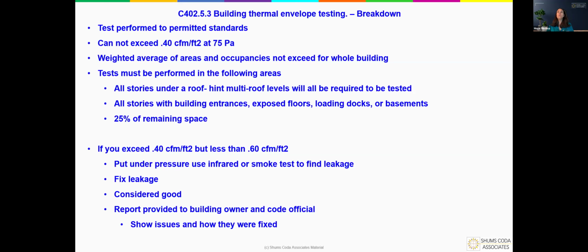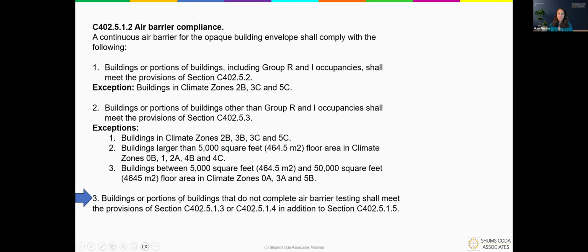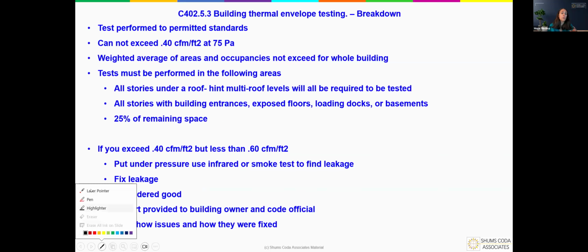Now you do get to take an area weighted average of those spaces and determine about the 0.4 CFM per square foot. Now, just like with the other section, there are very specific locations that are required to be placed under test. So the first one is wherever story you have that is under a roof, that entire story is required to be placed under test.